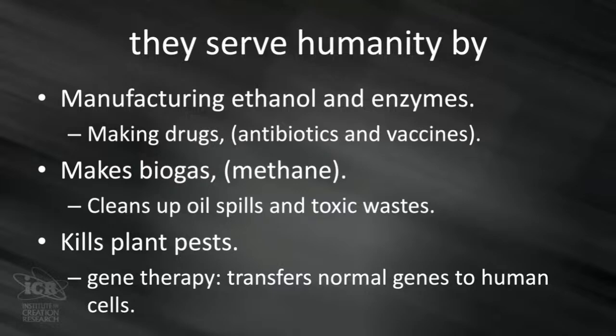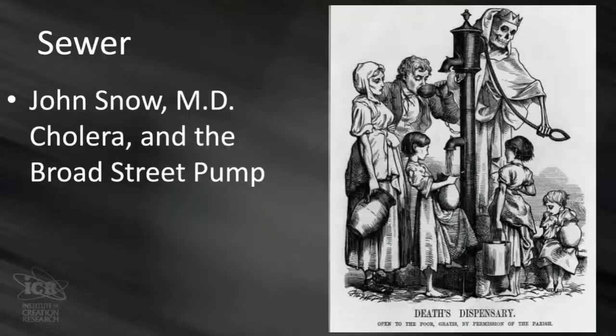They make drugs, antibiotics, and vaccines. They make biogas or methane. So the methane we use, called natural gas, is made by bacteria. They clean up oil spills and toxic waste, kill plant pests, and it's critical for gene therapy. That's one role that I had when I was at the medical school. We used gene therapy, and we used lambda, usually a virus, which transfers normal genes very effectively to human cells. So if the genes are defective for some reason, we can transfer normal genes in certain cases to the cells.